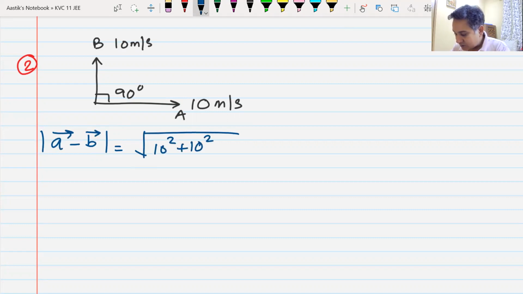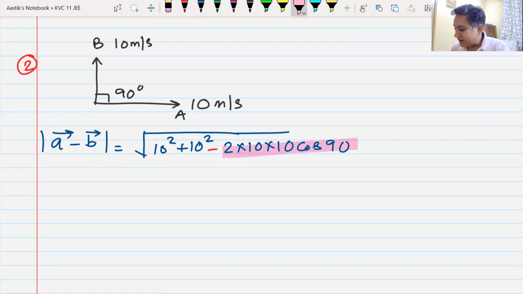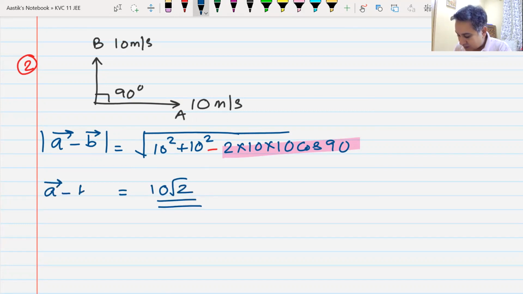10 square plus, no, it should not be plus because I'm subtracting, so it should be minus. So I write minus 2 into 10 into 10 into what is the angle between them? Cos of 90, but cos of 90 is 0. So we end up with the same answer that we got, 10 root 2. So this is the velocity of A with respect to B, the magnitude of that velocity. Do we understand this? You can use this, you can use the original one, depending on what you feel good about.